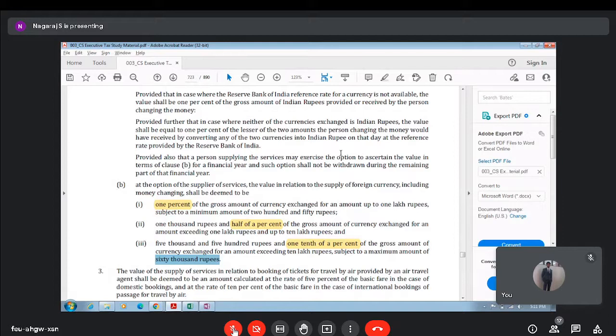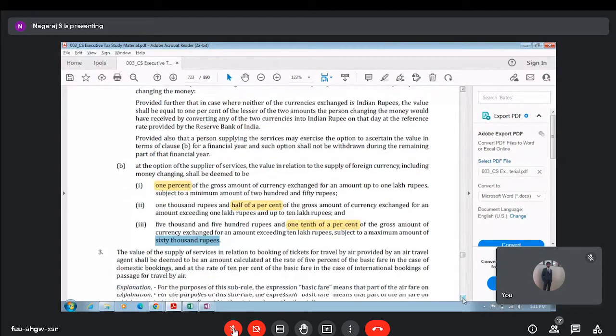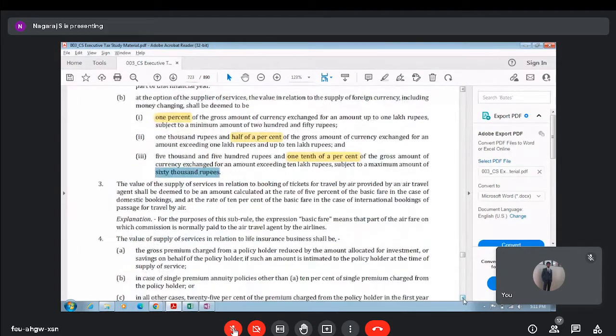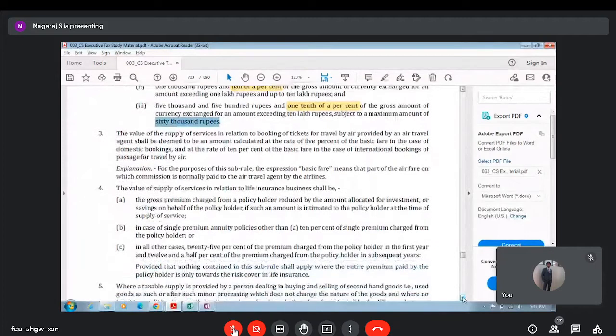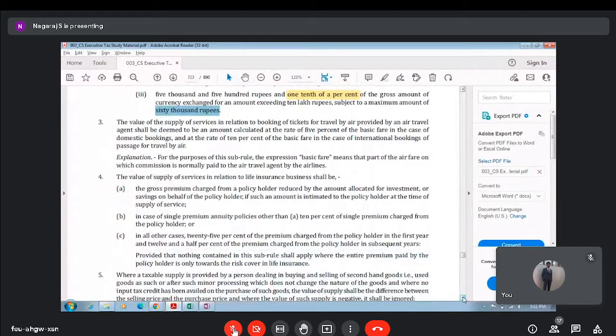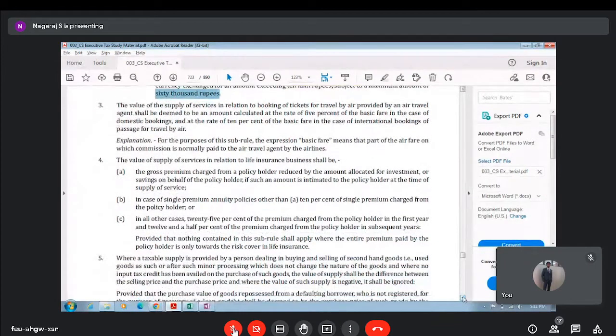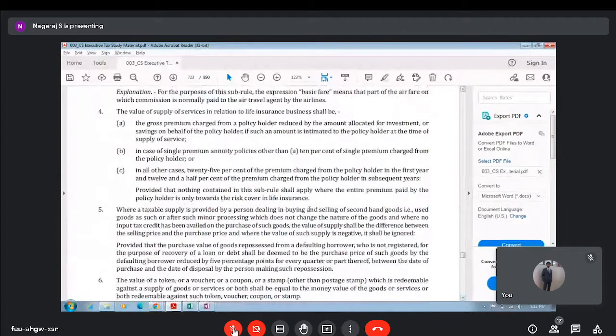What are all the valuations we have completed? Foreign exchange dealers today we have completed. Air travel agent we completed last class. And life insurance business, insurance company, we have completed. 3 valuations. Out of the 5 or 6, you may get 3 or at times 4 valuation questions also. Okay. The fifth one.